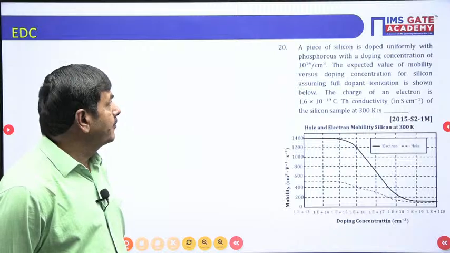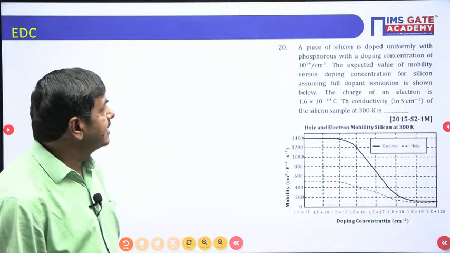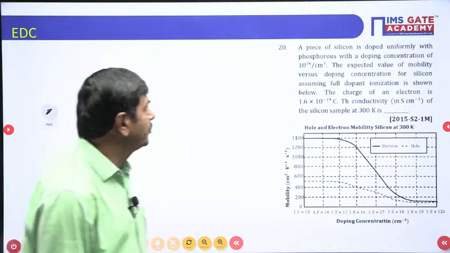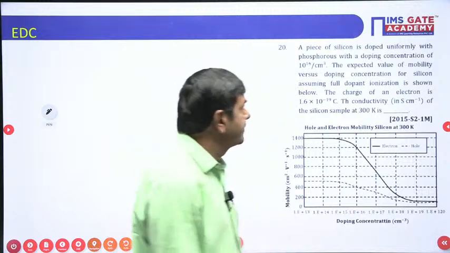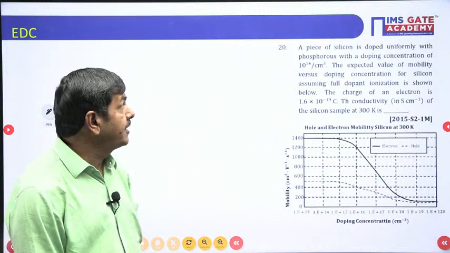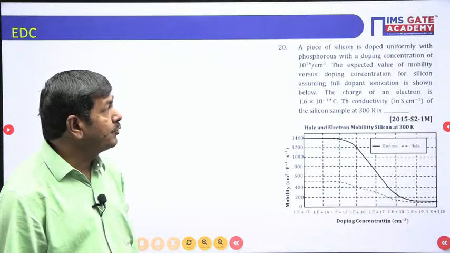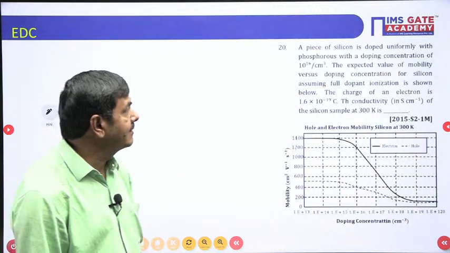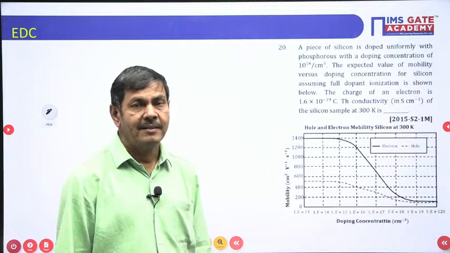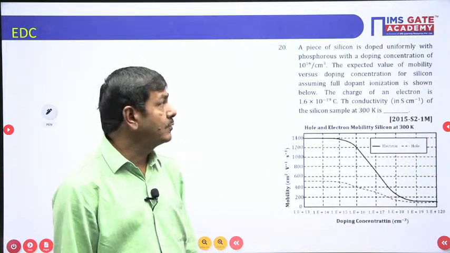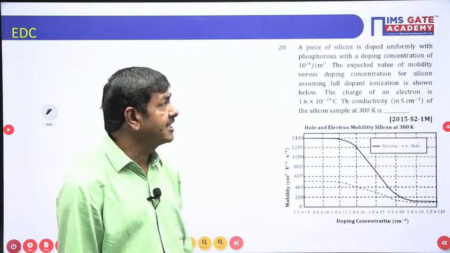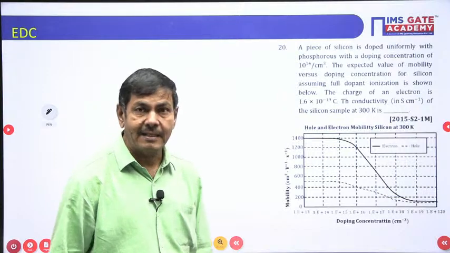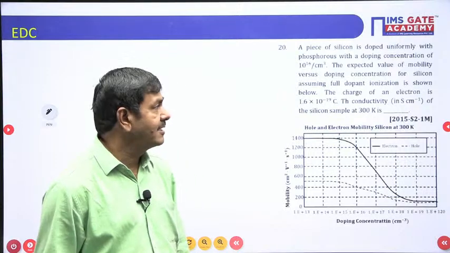What is given in the problem? A piece of silicon is doped uniformly with phosphorus. Phosphorus is a pentavalent atom, so that impurity is said to be pentavalent. At that time, the electron concentration is going to increase.